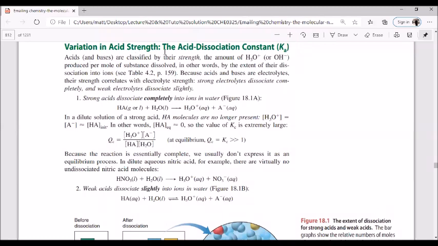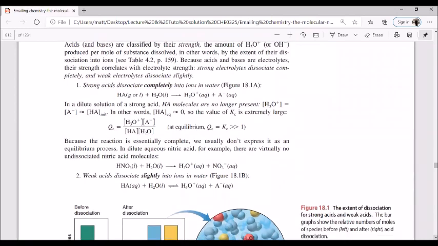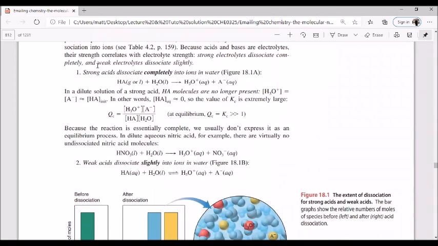Variation in acid strength, the acid dissociation constant Ka. Acids, similar to bases, are classified by their strength: the amount of hydronium ion for acid or hydroxide ion for base produced per mole of substance dissolved. In other words, by the extent of their dissociation into ions. Because acids and bases are electrolytes, their strengths correlate with electrolyte strength. Strong electrolytes dissociate completely and weak electrolytes dissociate slightly.